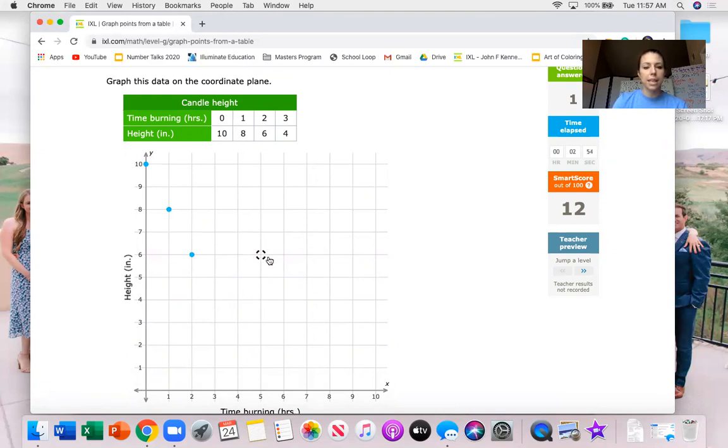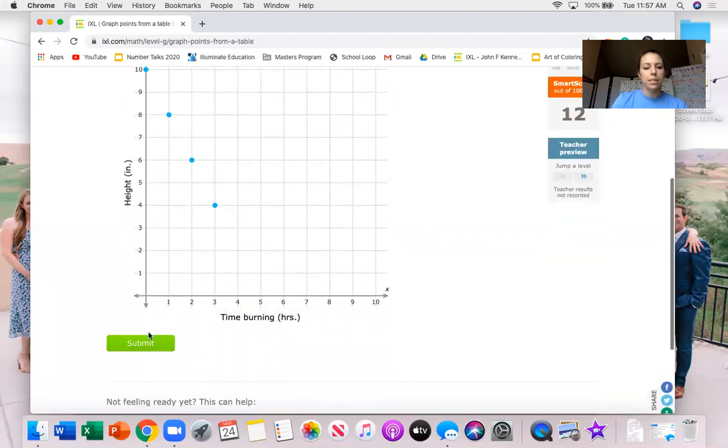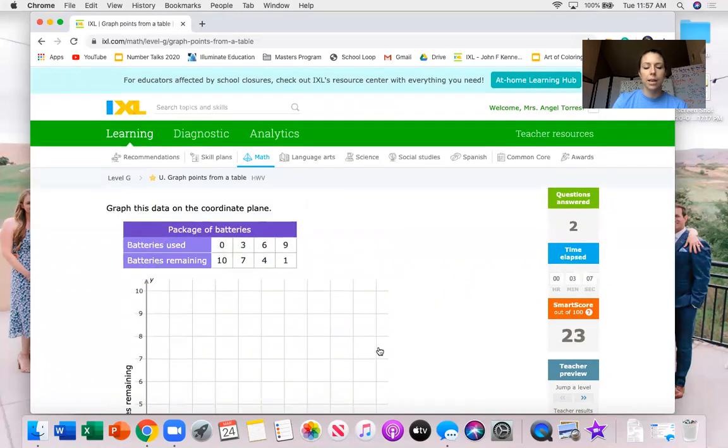For example, if I accidentally graph this point way out here, this does not form a line. This now forms some type of curve. So maybe that is an indication that I didn't graph that point correctly. Let's submit, and huzzah. I keep saying that.